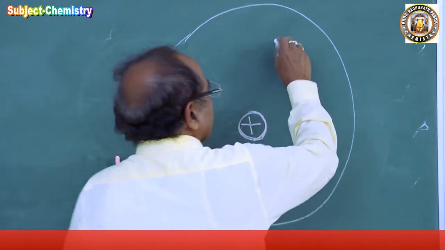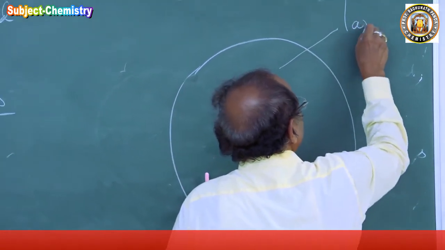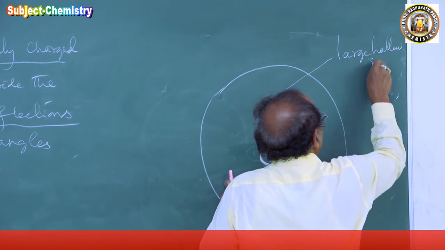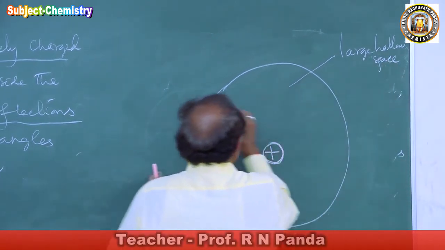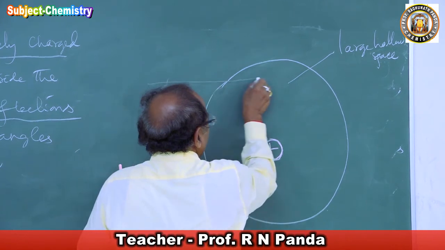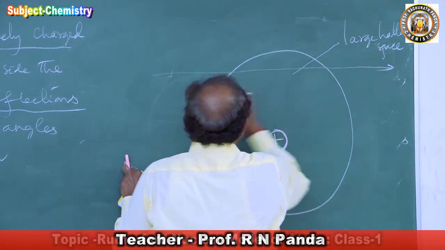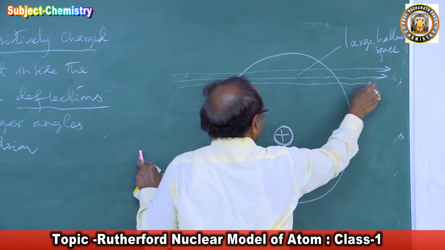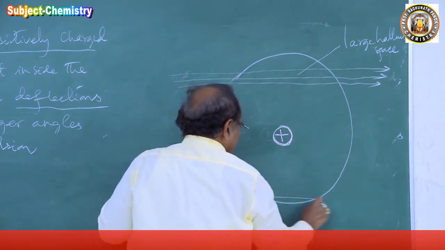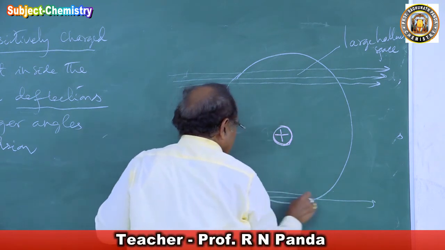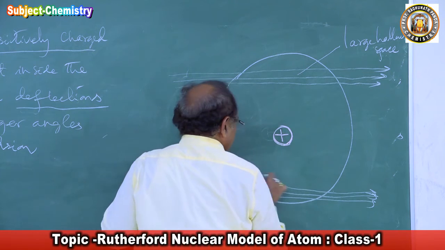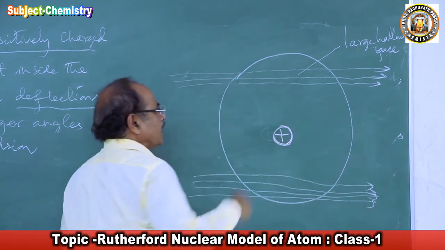So inside the atom, there is a large vacant space, a large hollow space. Those alpha particles come through the hollow space, they are penetrating like this, and they are going undeflected. So there is a large hollow space present inside the atom, and hence these alpha particles are penetrating the gold foil.